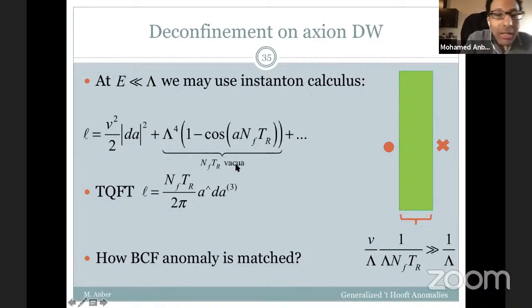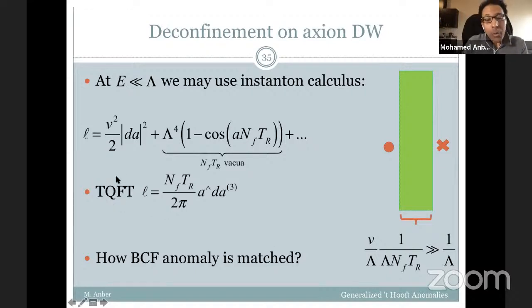So basically, there will be domain walls interpolating between the different vacua of your theory. And these domain walls are going to be extremely wide because the width will be basically the inverse mass of the axion. And the width is basically given by V over lambda squared, which is much, much bigger than 1 over lambda QCD.